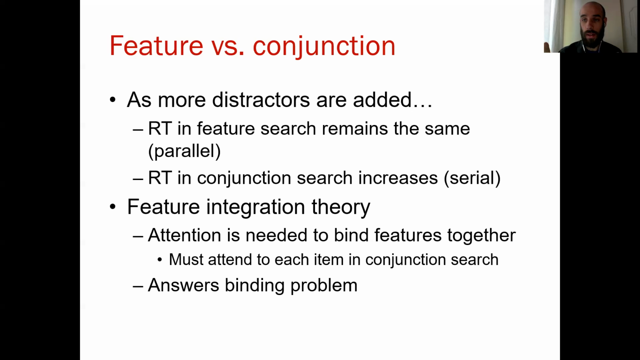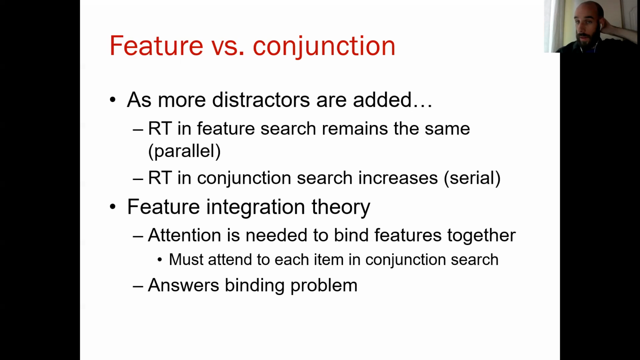And feature integration theory suggests that you have to pay attention to the object for those features to bind together in that object. So if I want to tell if something is a green vertical bar, I have to pay attention to it, bind those features together into one object, and then decide, is that the target that I'm looking for? Right? So if there is a green horizontal distractor, I have to pay attention to it, bind those together. Then I know that it's the wrong one. Then I have to move my attention to the next thing, bind those together, so on and so forth, which is why as I add more and more distractors, it takes longer and longer for me to complete the task. It takes me longer and longer to find the target.